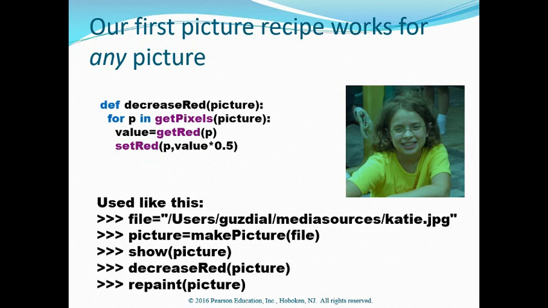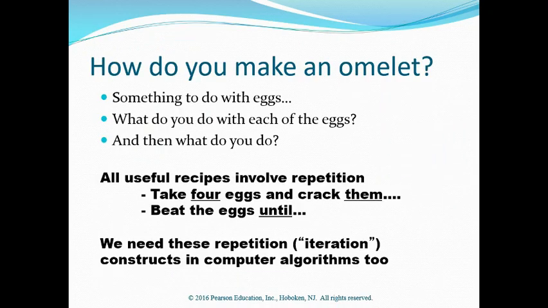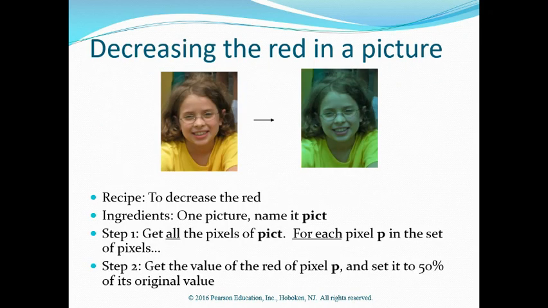So continuing, here's an example of how they used the same function, decrease red, for this picture as well, just like we did. So how do you make an omelet, right? Here's a random question, something to do with eggs. What do you do with each of the eggs? And then what do you do? All useful recipes involve repetition. Take 4 eggs and crack them. Beat the eggs until... We need these repetitions or iterations to construct in computer algorithms as well.